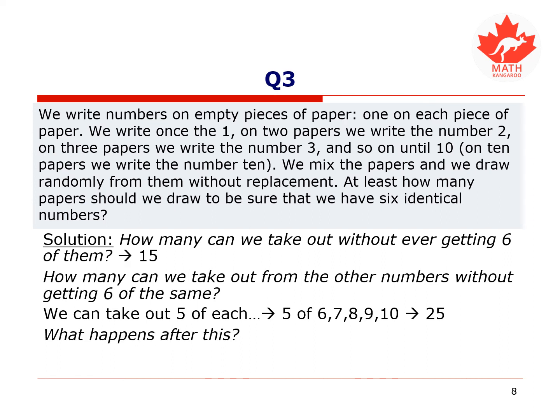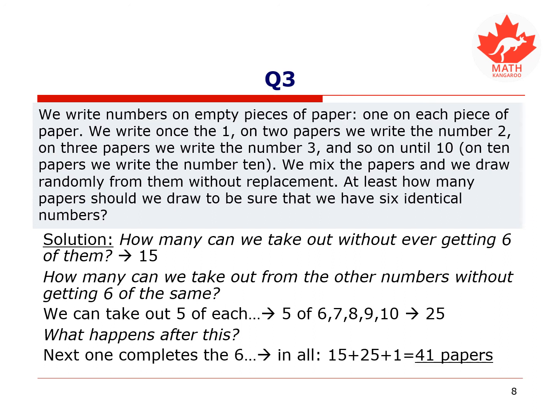On the next step, they reach into a pile of papers that has 6, 7, 8, 9, and 10 in it. No matter which number they take out, they will be adding to a set where they already have 5. They will be drawing their 6th identical number. Hooray! So they will complete the set on the next draw, which means in total they must have drawn 15 plus 25 plus 1, 41 papers, and we are guaranteed to have 6 identical numbers in our hand.